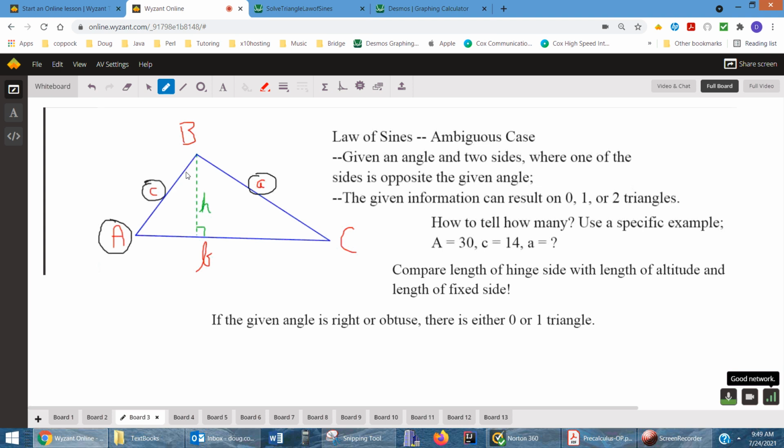And here's another picture of a triangle where we're given the angle, the side opposite, which I'm going to call the hinge side, and C is the fixed side. And how do we determine if there are 0, 1, or 2 triangles? That's the question. We're going to do that by comparing the length of the hinge side with the length of the altitude and the length of the fixed side.